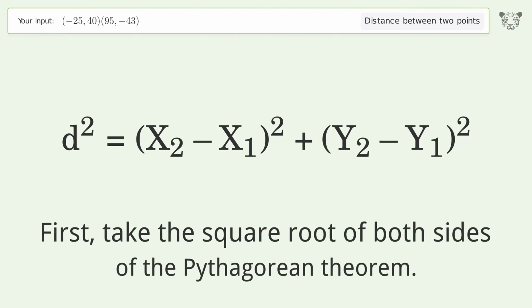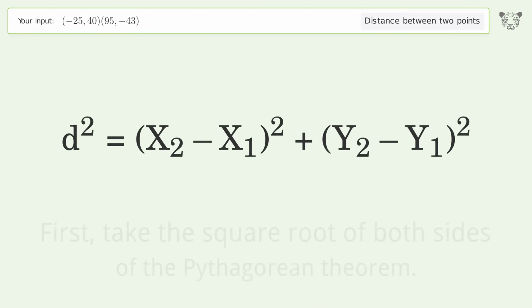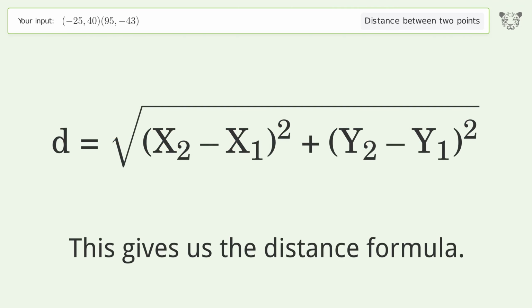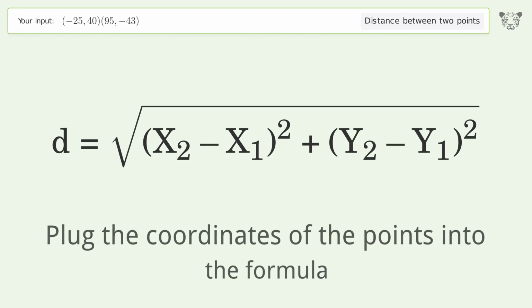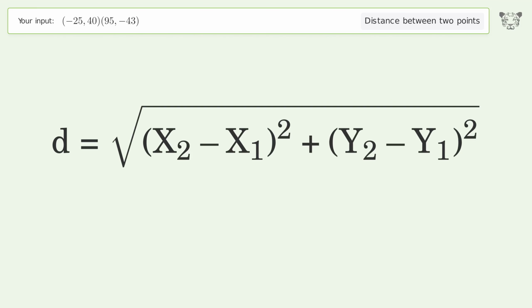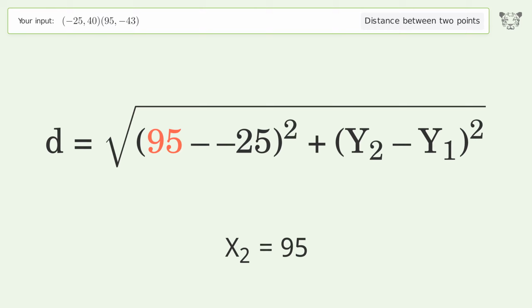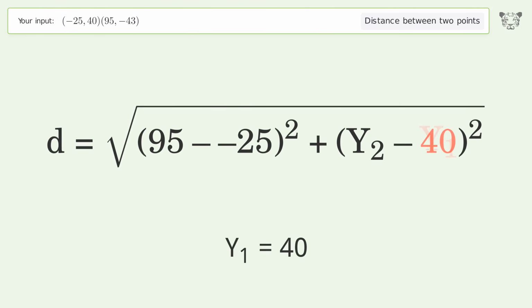First, take the square root of both sides of the Pythagorean theorem. This gives us the distance formula. Plug the coordinates of the points into the formula. x1 equals -25. x2 equals 95. y1 equals 40. y2 equals -43.